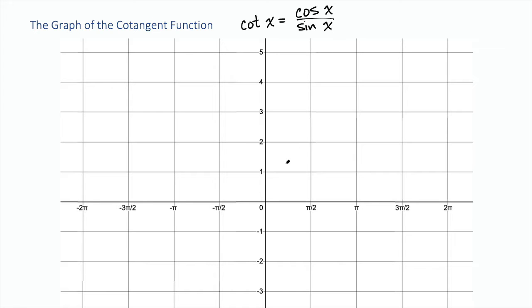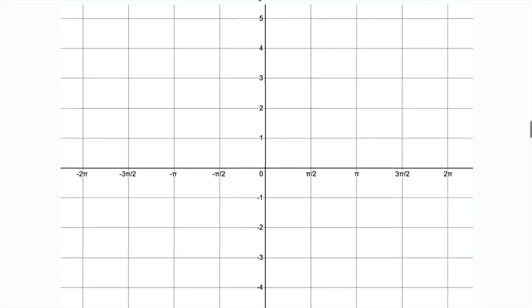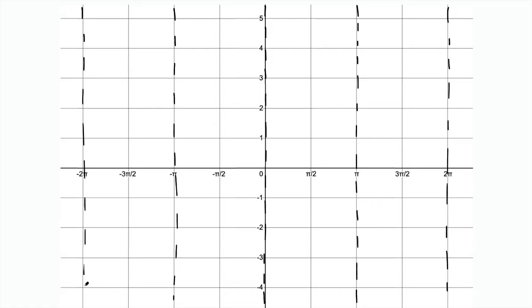Now sine of x is 0 when x is 0. So I have an asymptote here on the axis. And when x is pi, and every pi after that. Okay, and then again, we have a point halfway between. At the places where cosine is 0, we have a point on the x-axis. Okay, then I'm going to talk about this in terms of quadrants.